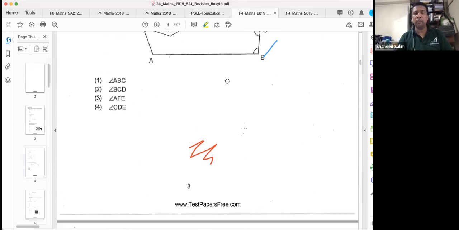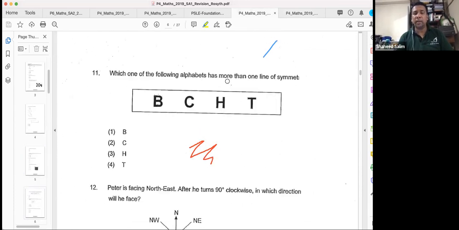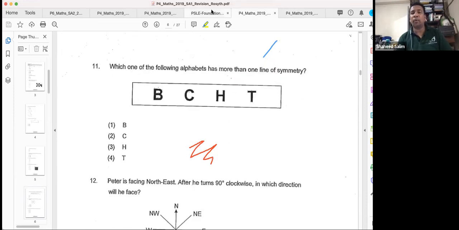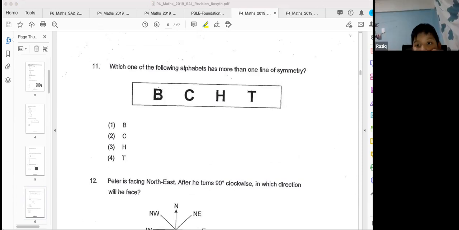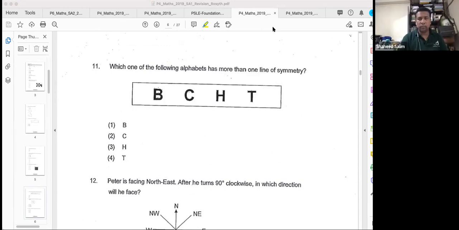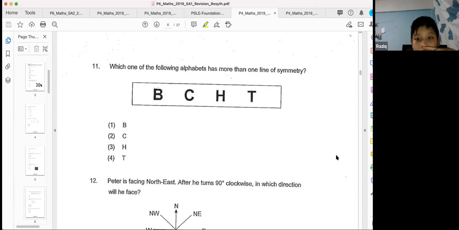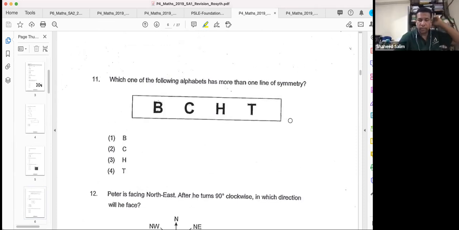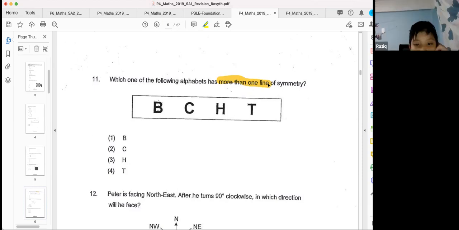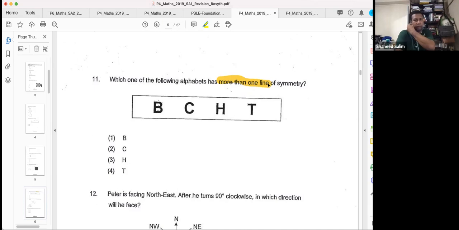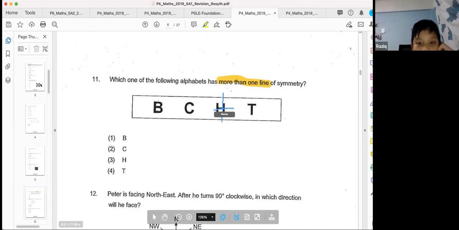Okay, this one now is in section B. So normally only 2 questions. Which of the following alphabet? You read it. Wait, is it only one? Yeah, only one line of symmetry. Has more than one. Yeah, more than one line of symmetry. H. Yes. Okay, how many lines of symmetry do you think you have? 2. Well done. So one this way, first one this way, straight, and then. Well done.